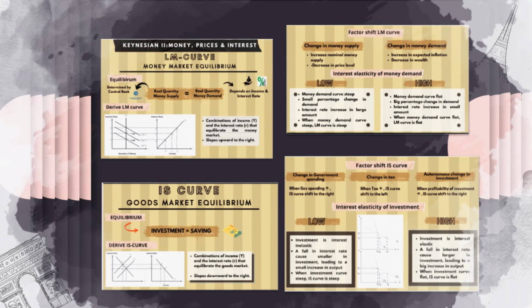Interest elasticity of investment. Let's take a look at low interest elasticity of investment, which is the blue curve of I in the graph. Investment is interest inelastic. A fall in interest rate causes a smaller change in investment, leading to a small increase in output. When the investment curve is steep, the IS curve is steep, and vice versa for high interest elasticity of investment.